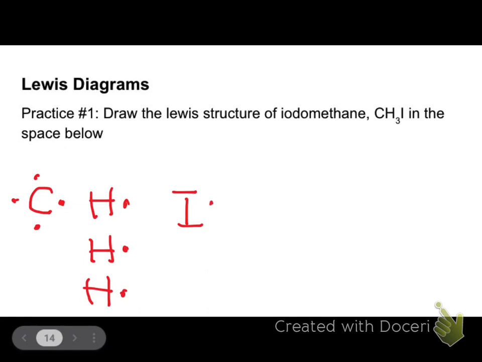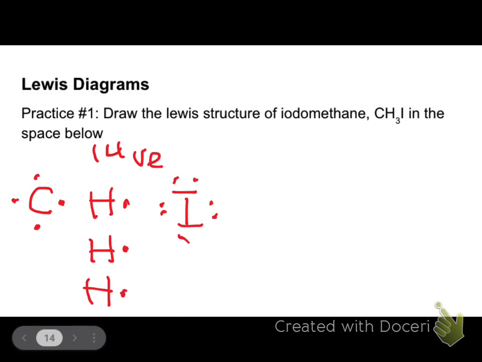7. So 1, 2, 3, 4, 5, 6, 7. All right, there's my dot diagrams. How many total valence electrons do I have there if I add them up? 14. That's going to be important later.